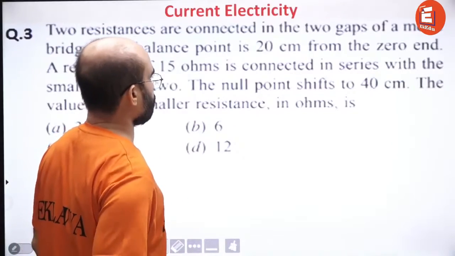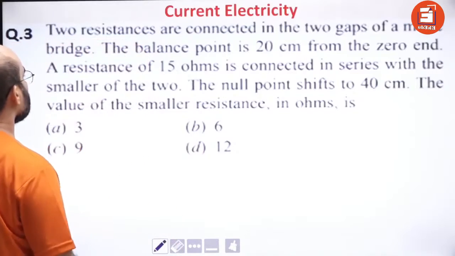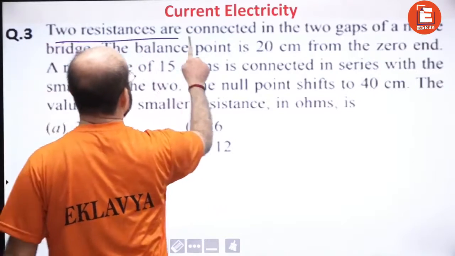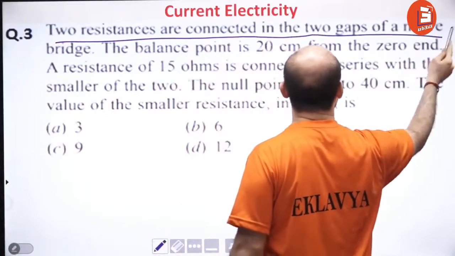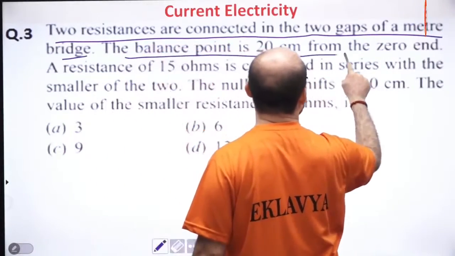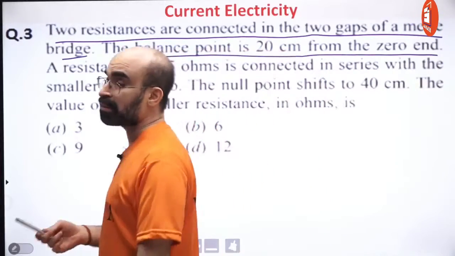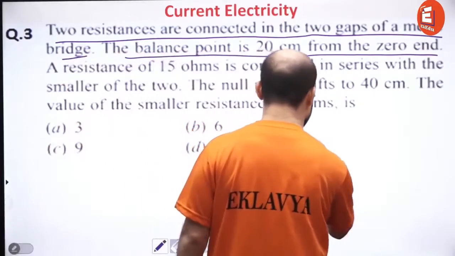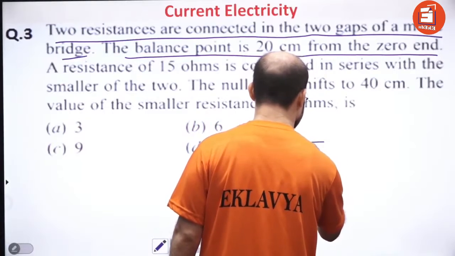Now, this is a question. Two resistances are connected in the two gaps of a meter bridge. Okay, fine. The balance point is 20 centimeter from the zero end. From the zero end means end A. I must draw it again, so just have a look.